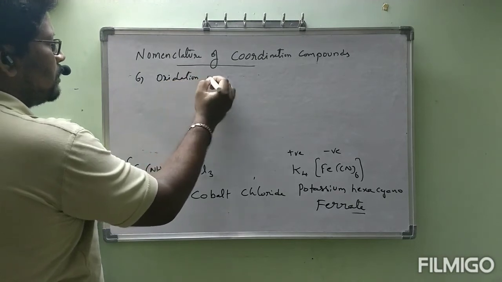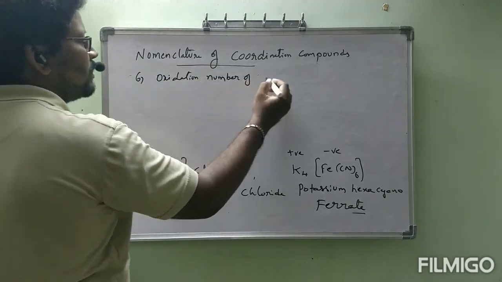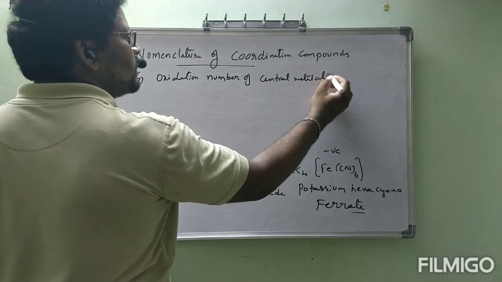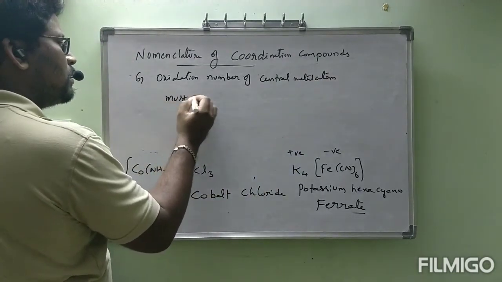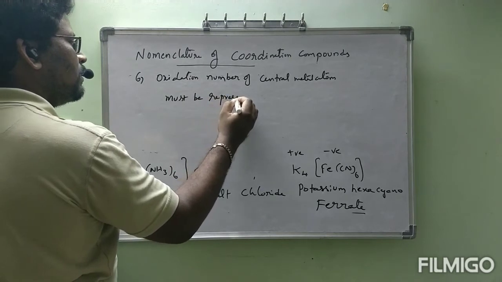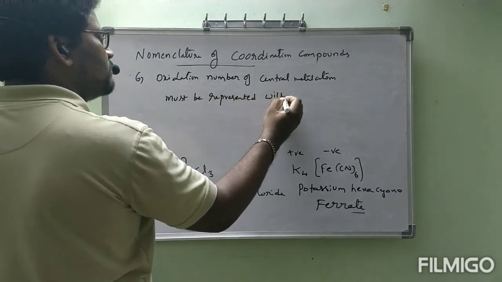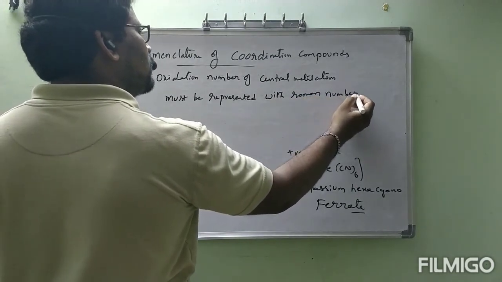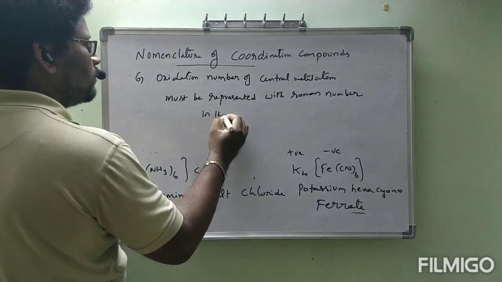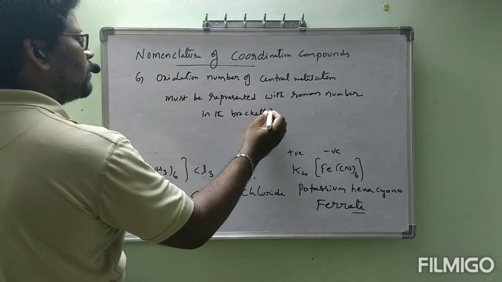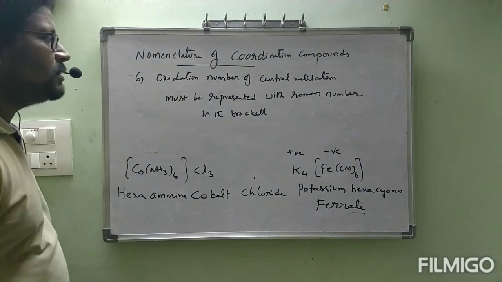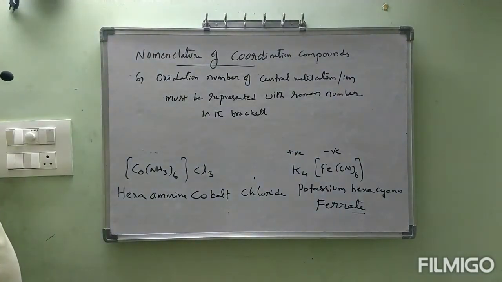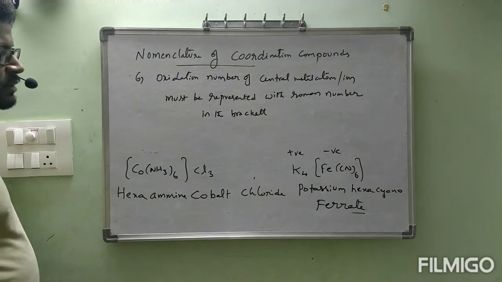Oxidation number of central metal atom must be represented with Roman number in the bracket. Oxidation number of central metal atom or ion must be represented with Roman number in the bracket.